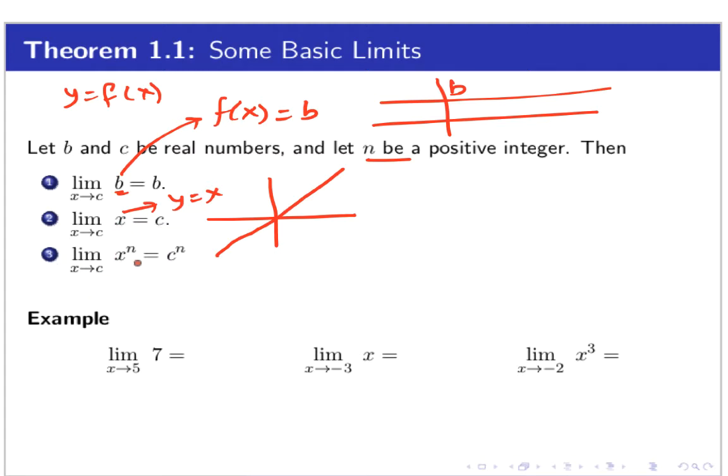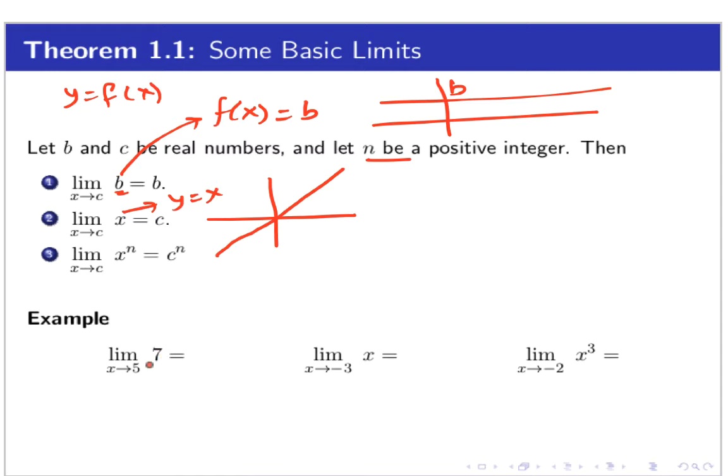Now, if you're looking at some powers, x to the power n, where n is a positive integer. Now, if n is 1, then it is basically the top one. When n is 2, it's a squaring function. When n is 3, it's a cubic function. The answer is this is a nice little polynomial. You just substitute in place of x a c. So let's do some examples.